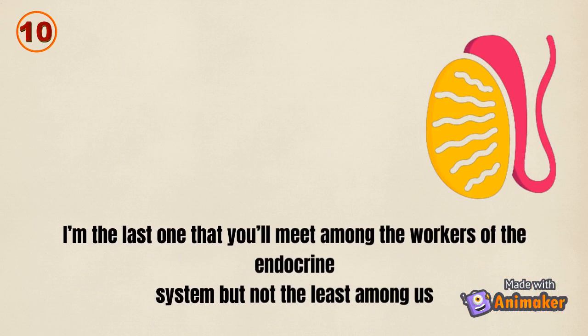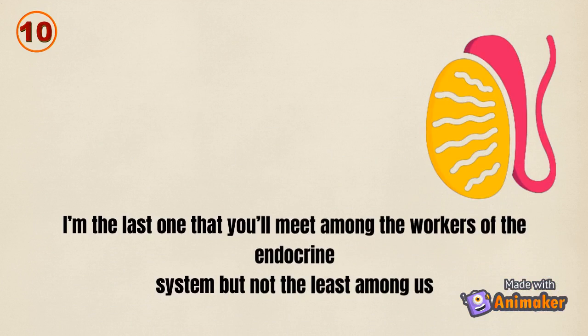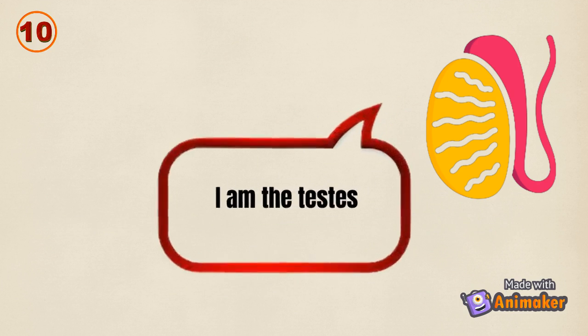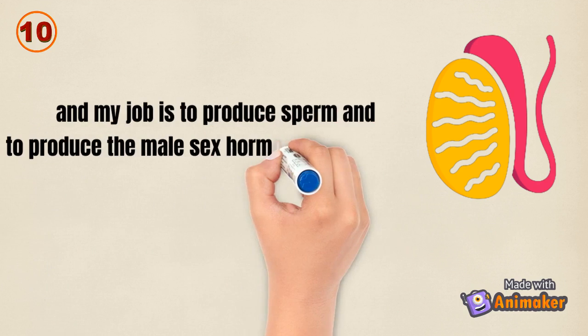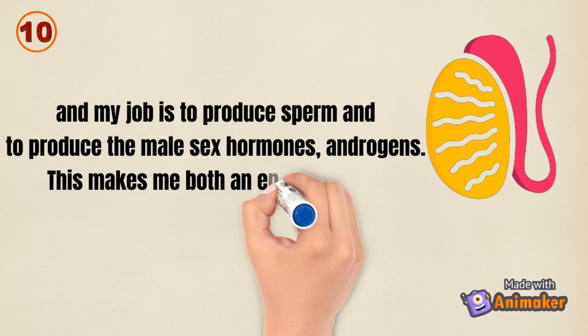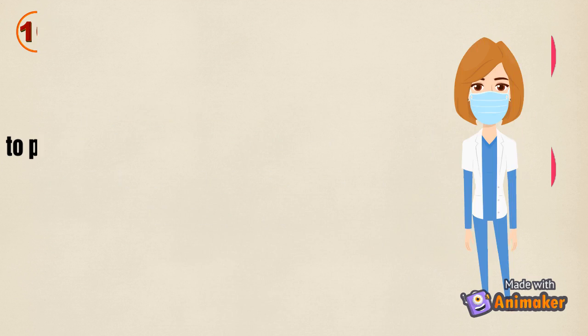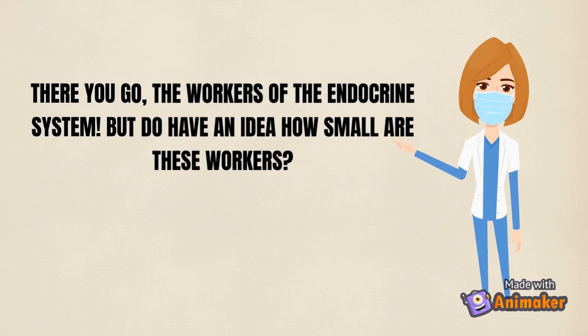10. I am the last one that you'll meet among the workers of the endocrine system, but not the least among us. I am the testis, and my job is to produce sperm and to produce the male sex hormones, androgen. These make me both an endocrine and exocrine gland. There you go, the workers of endocrine system.